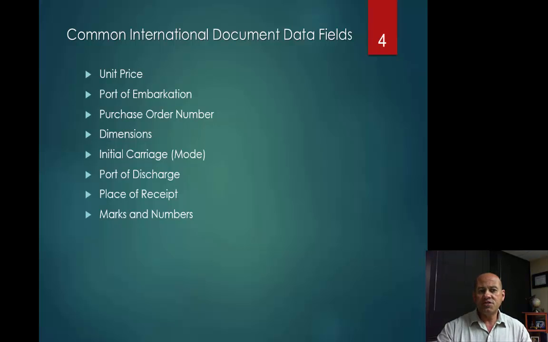The port of discharge, in other words, which is the port of arrival where the goods are actually being discharged. You may have more than one arrival port if the goods are being transshipped. The place of receipt, where the goods are being received, as well as marks and numbers.